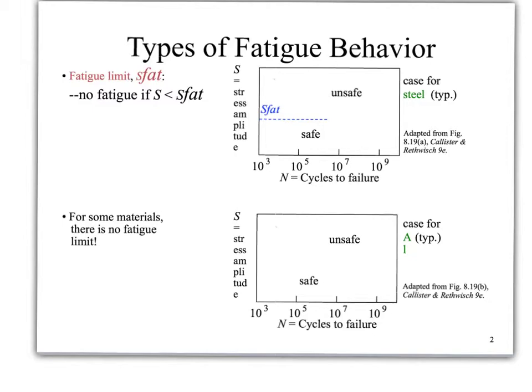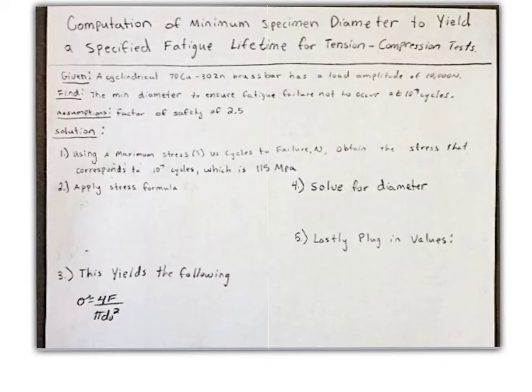Now we're going to apply the fatigue behavior to a problem. We're going to compute the minimum specimen diameter to yield a specified fatigue lifetime for a tension-compression test. In this given problem, there's a cylinder of brass which has a load amplitude of 10,000 newtons. We want to find the minimum diameter to ensure fatigue failure does not occur at 10 to the 7 cycles. An assumption that we will make is a factor of safety of 2.5.